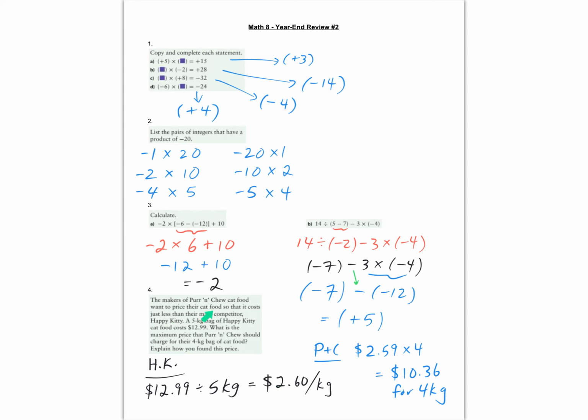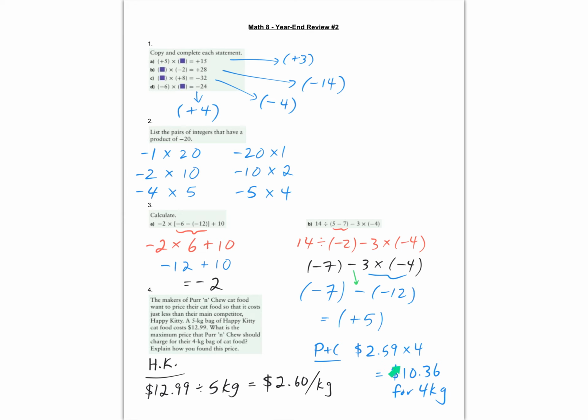Okay. If Purr and Chew wants to be just cheaper than that, in other words, cheaper by 1 penny, instead of charging $2.60, they're going to have to charge $2.59. Now, their bags come in 4 kilogram bags, so basically what I had to do was multiply $2.59 times 4, and that gave us $10.36 for 4 kilograms. So this is a cheaper per kilogram price at $2.59 versus Happy Kitty's $2.60.